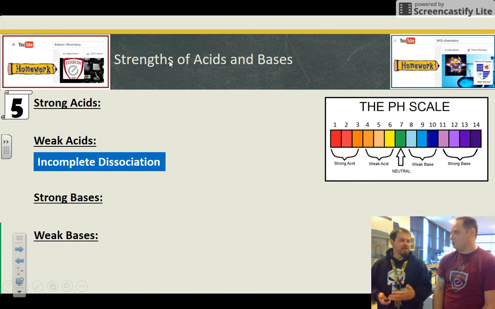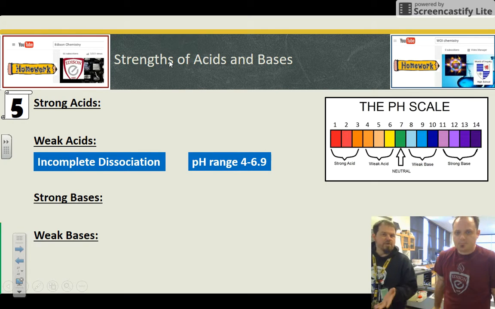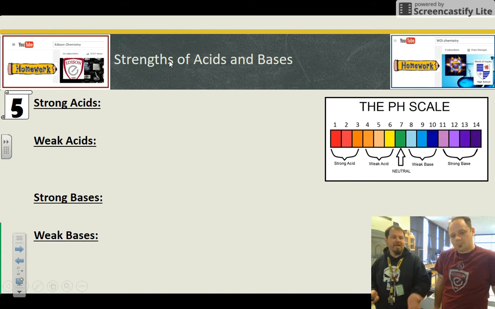Weak acids, conversely, do not dissociate completely. We're not going to get into the equilibrium. We could get into some other complex math, but this is not that class. They generally have a range of 4 to 6.9. But they're weak because they don't dissociate completely, not because they won't hurt you. They could still hurt you in high concentrations.